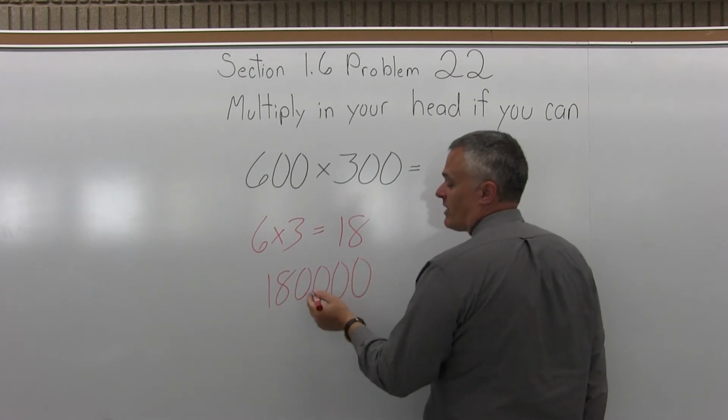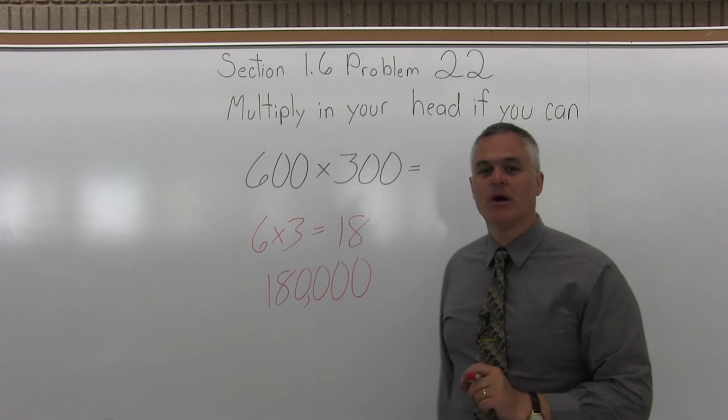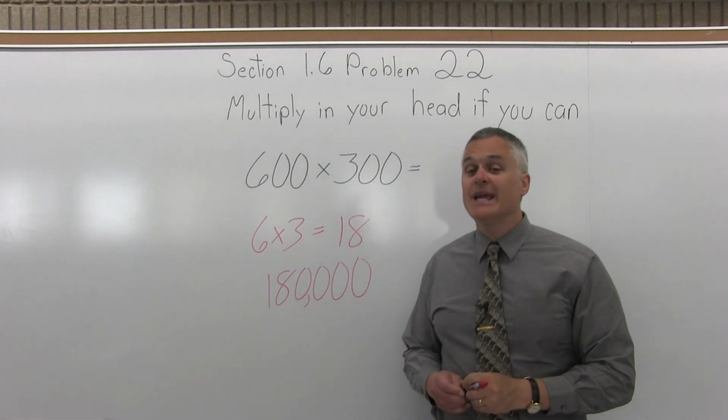So now that number, if I put in a comma, makes it a little bit easier to read. If I start from the right and move in 3 spots, I'd put a comma. The answer is 180,000.